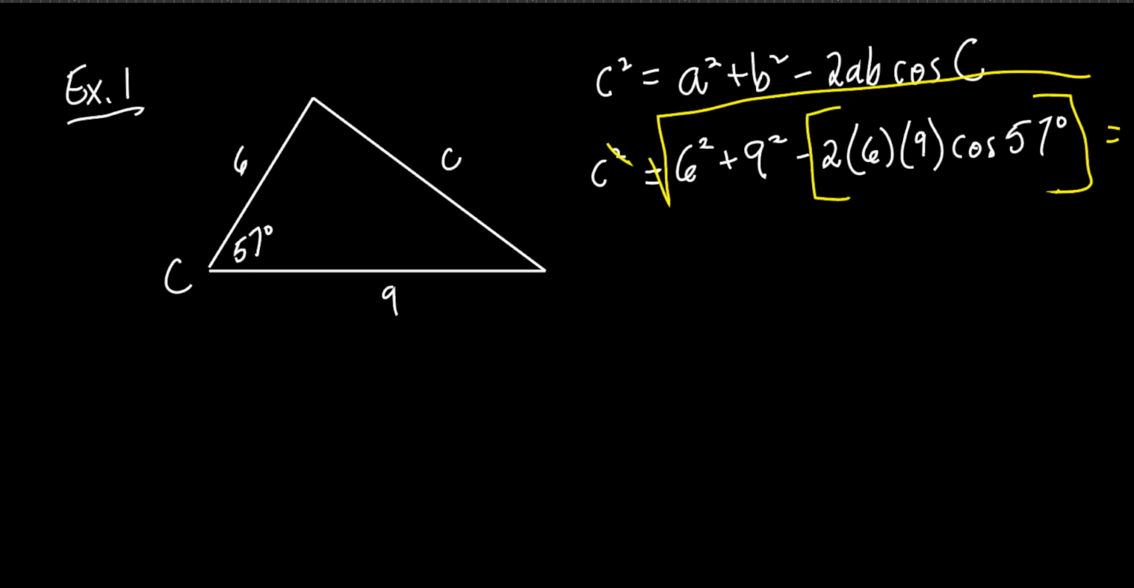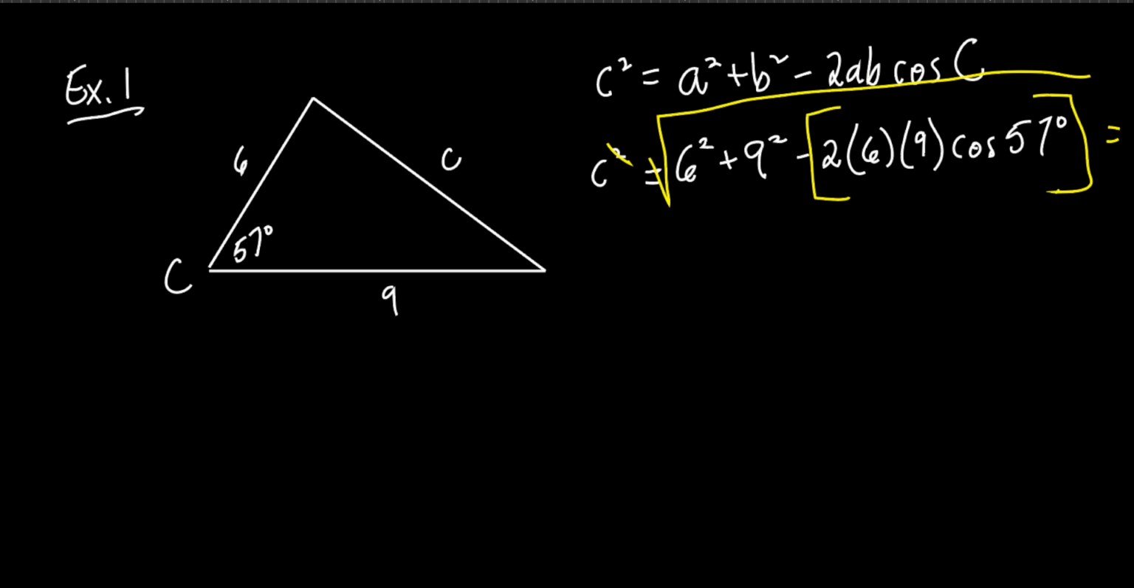Do you see that yellow bracket right there? What am I going to put on the calculator? A parentheses. It's very important that you do that because you're subtracting everything in that parentheses. Everybody see that? So it's important that you put a parentheses right there. Now you can just write the rest of it. Minus what? 2 times 6 times 9. And then you can just put cosine of 57.